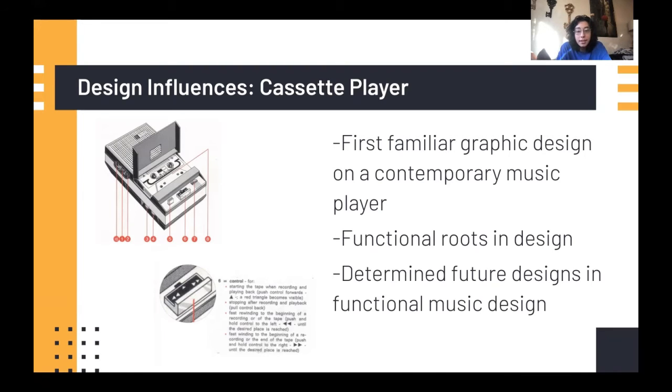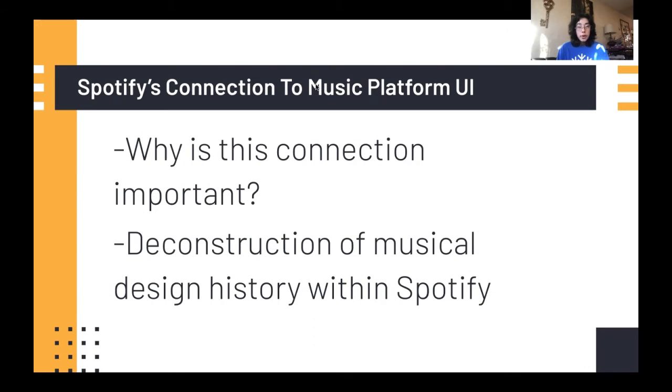And that is obviously what became the rewind buttons and forward buttons of Spotify and a lot of other music platforms today. So that's why old music platforms have such high importance when it comes to their design and how that interacts with Spotify's brand new design. Okay, so why is Spotify's connection to the musical platforms that came before it so important?